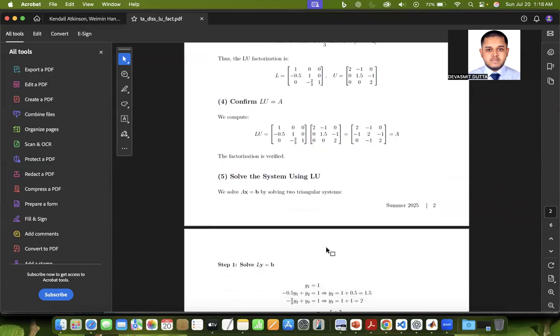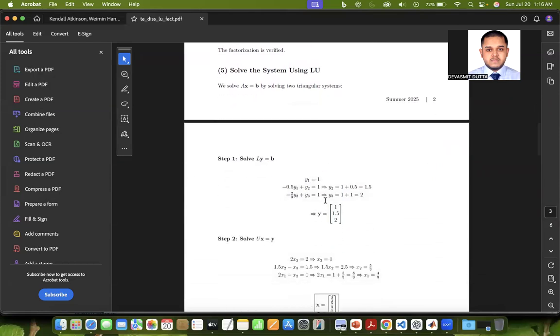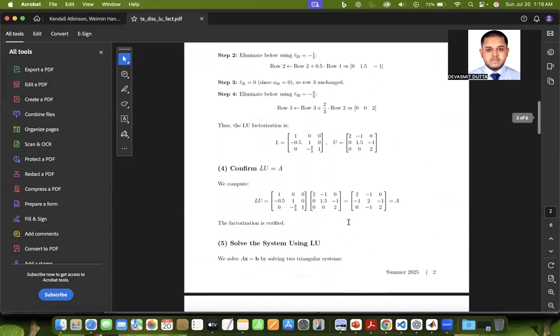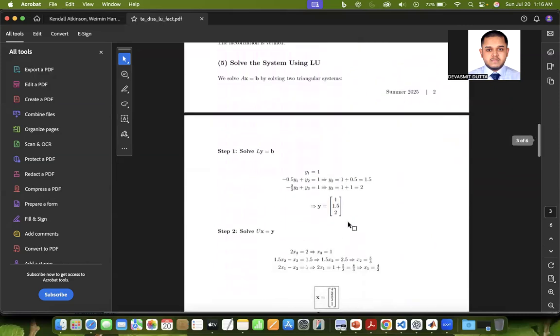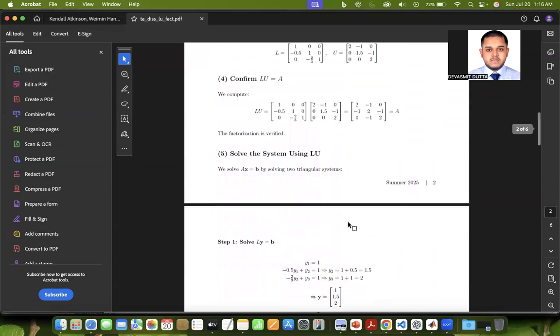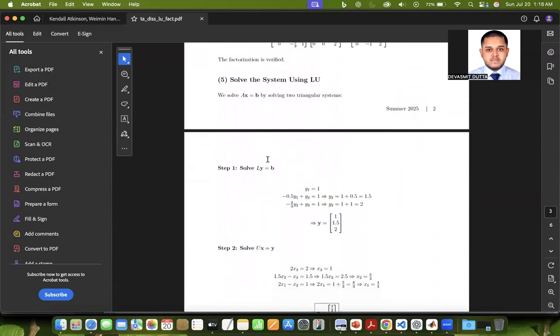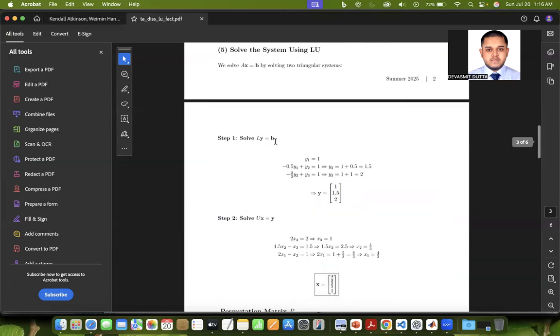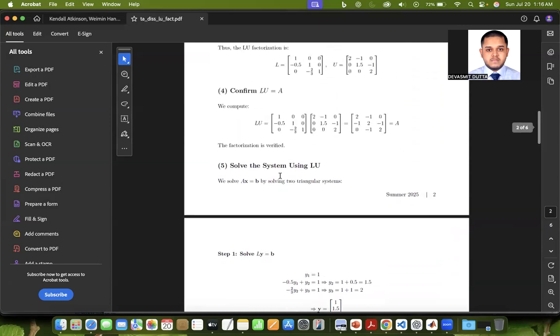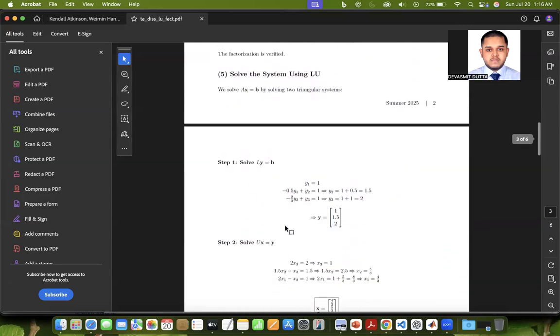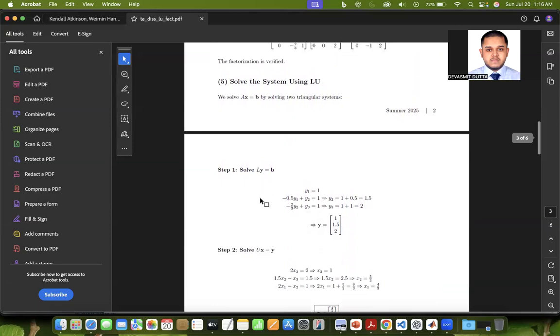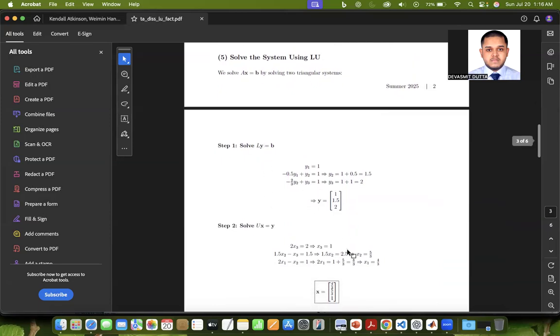Now comes your next step, which is our main intention: to do this in order of n square operations to get the unknown vector x. So what we do here is that we transform A to LU, so basically LUx equals B. Here P is I, so you don't have to worry about that. So we say LUx equals B. You say Ux equals y, and then you say Ly equals B. So Ly equals B, you first solve that.